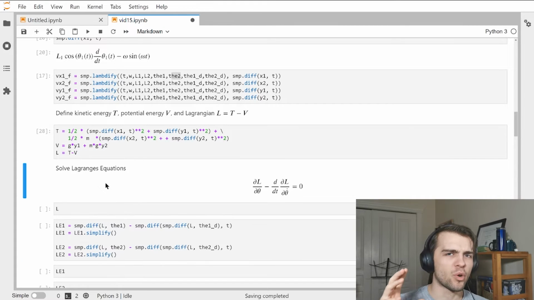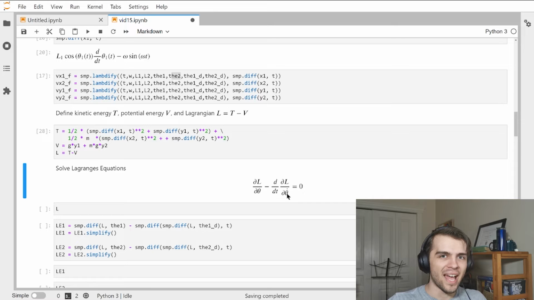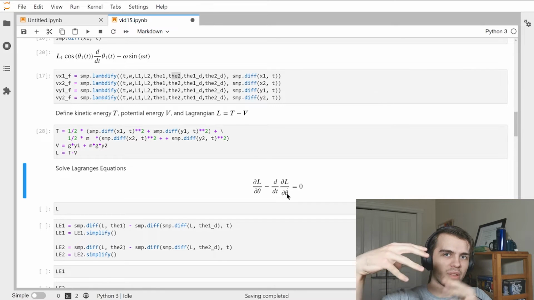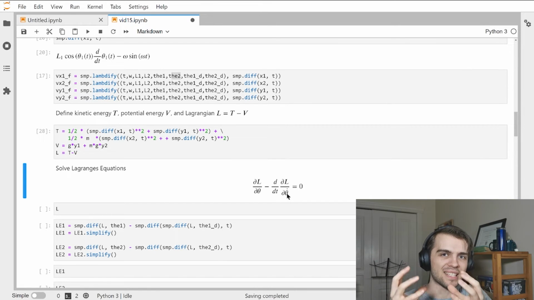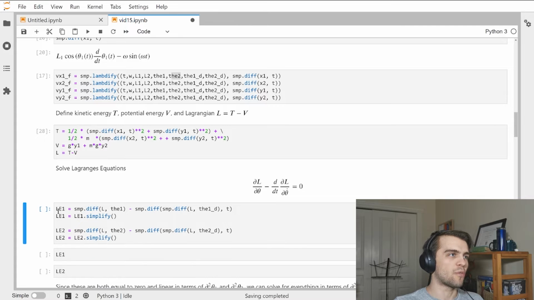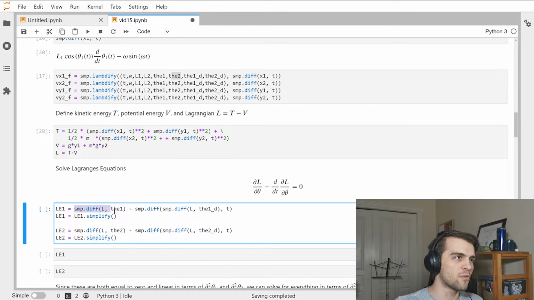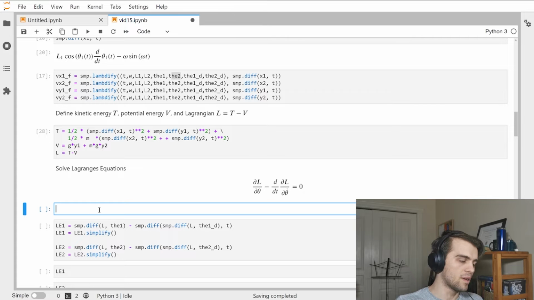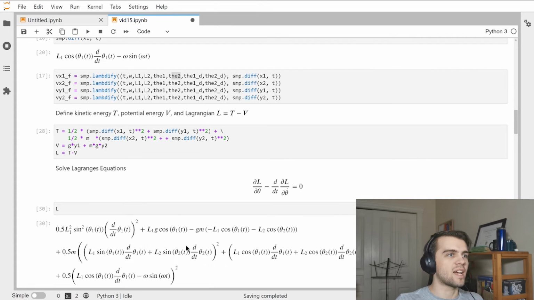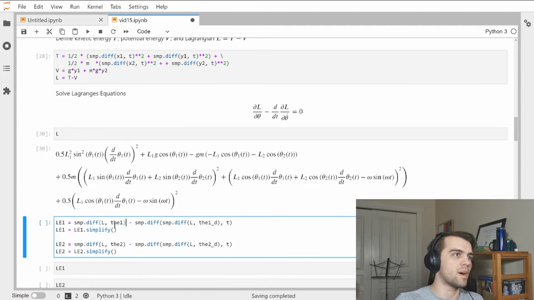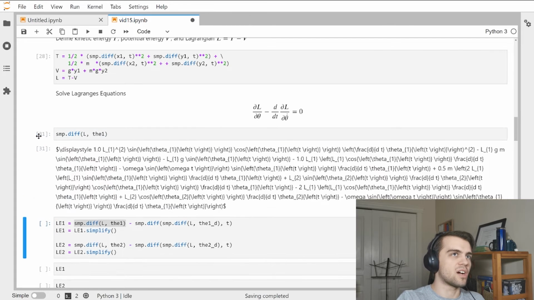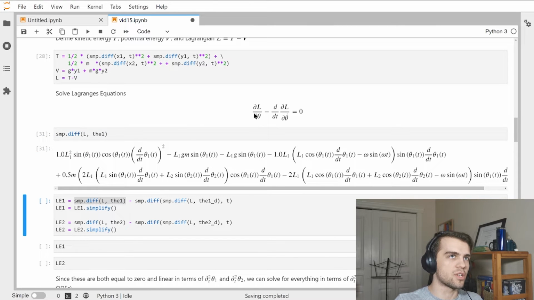by hand. So now we're required to solve Lagrange's equations, which of course are of this form for both theta 1 and theta 2. And now it's good that we've defined theta 1 and theta 2 as functions of time explicitly in Sympy, because it's going to help us when plugging everything into this equation. So my first Lagrange's equation is we're going to differentiate L with respect to theta 1, right? If I look at L, I can take the derivative of that with respect to theta 1, and that's this first part of the Lagrange's equation here.